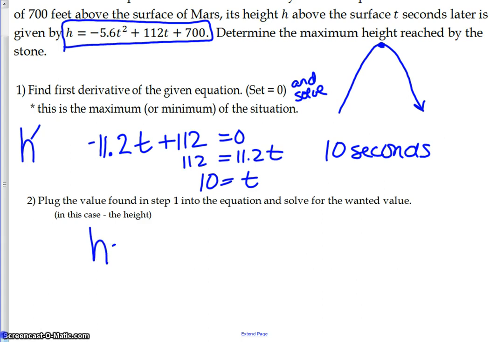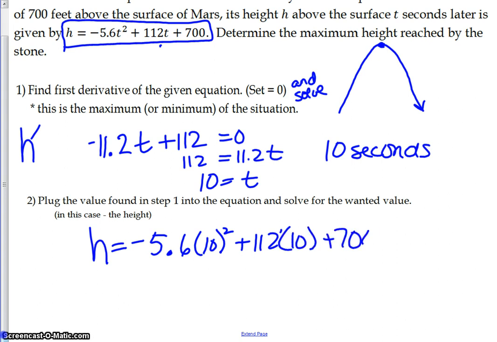Well, the height at that point is given by this equation. So in this equation, instead of the t, I just need to put in my 10. 112 times 10 plus 700. And in the end, it's 1,260 feet.